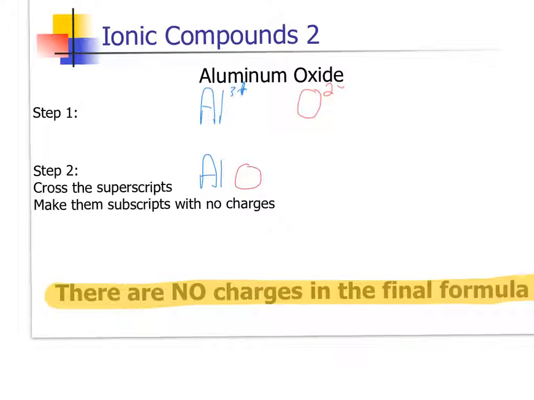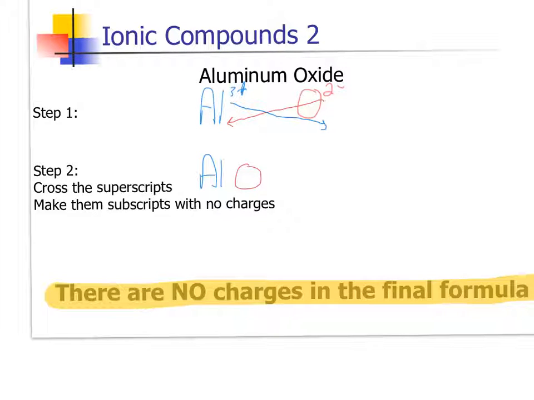Now, what does this crisscrossing look like? Well, this 2 here gets brought down to the subscript. The 3 here gets brought down to the subscript of the oxygen. And so those numbers transpose, not the charges. The charges, they magically go away. They go away based on the rules of the least common multiple. Ultimately, that's what we're doing here in a very simplistic way.